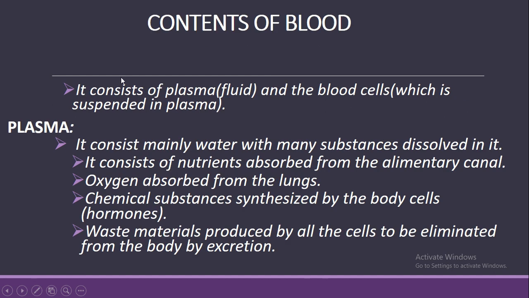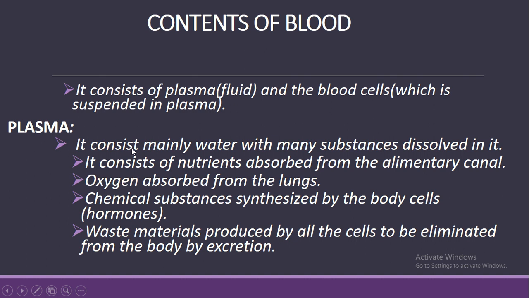The contents of blood: it consists of plasma, which is fluid, and blood cells suspended in the plasma. Plasma is mainly a watery substance, and we are going to see the blood cells in detail. You can imagine a cup of water with salt, sugar or any other components added; those are like the blood cells.